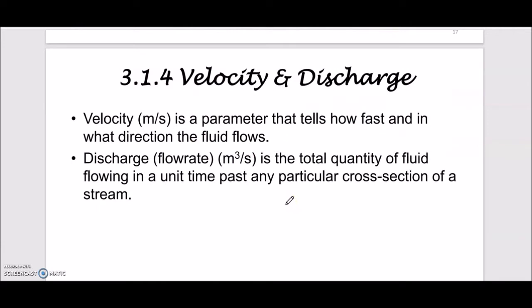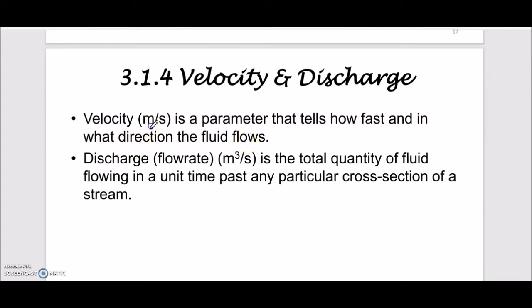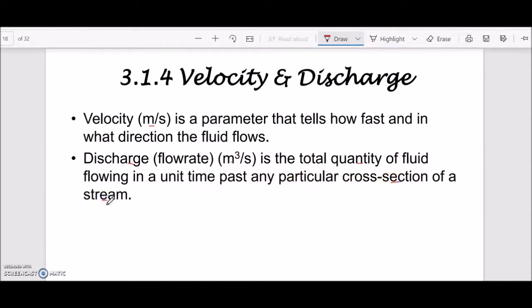And then velocity and discharge. Velocity is a parameter that tells how fast and in what direction the fluid flows. It is measured in meters per second. For the discharge, we have meter cube per second as the unit, and it is a total quantity, the volume in meter cube of fluid flowing in unit time, per second, past any particular cross section of a stream or pipe.